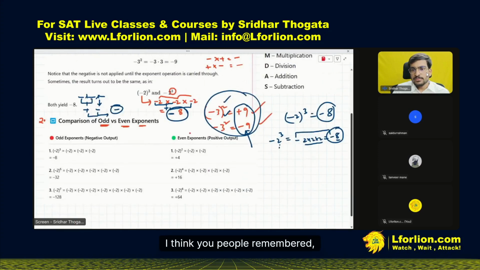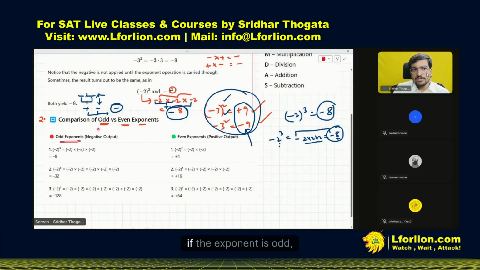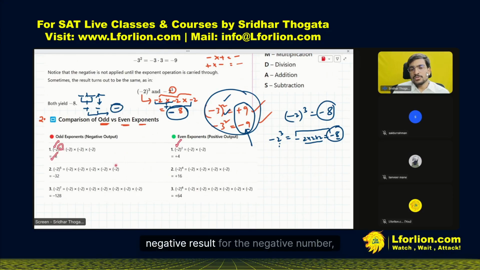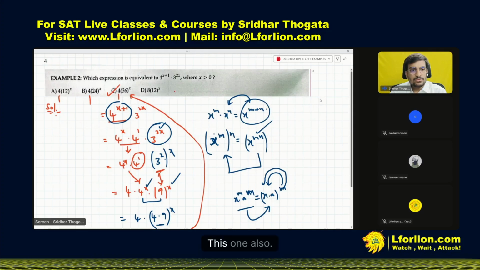Okay, I think you remembered solving these things, mainly about odd exponents. If the exponent is odd, we end up with a negative result. If the exponent is even, 2, 4, something like that, you end up with a positive result. For the negative number, odd exponent, negative result. For the negative number, even exponent, positive result. Remember that part. So we are done with example 1 yesterday, and this is example 2. This one also we are done.